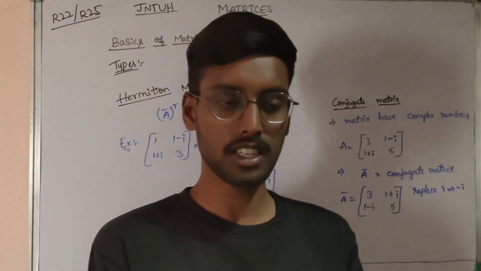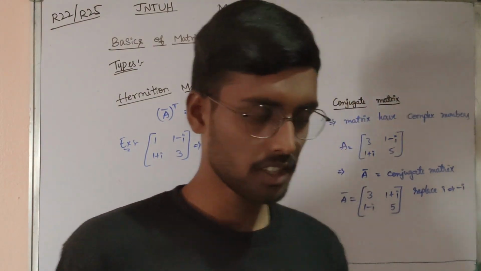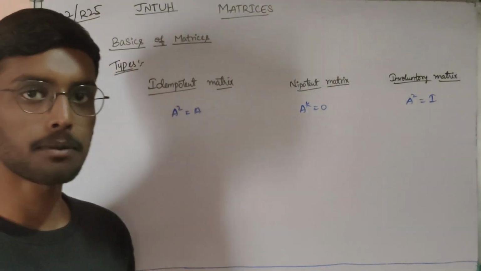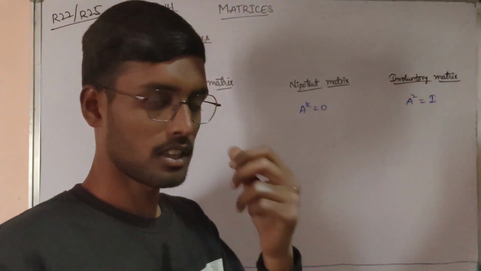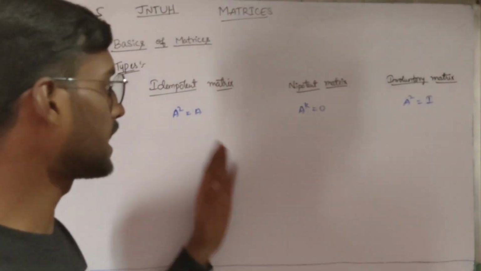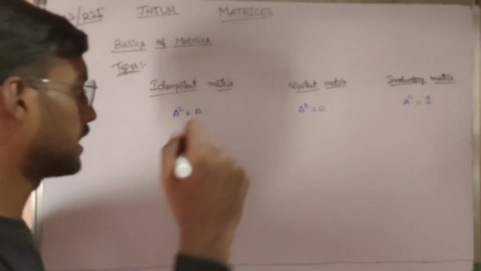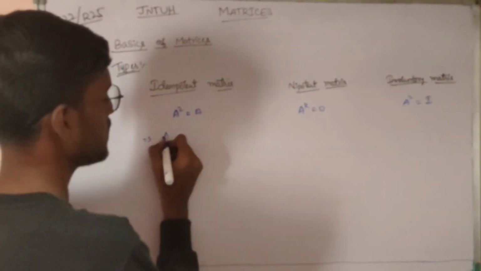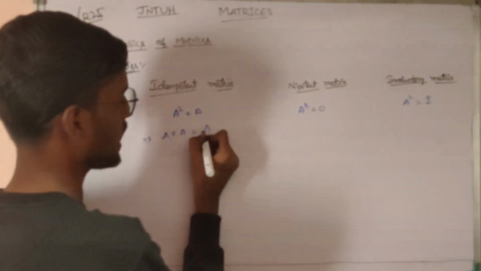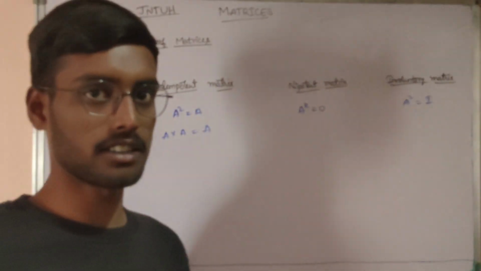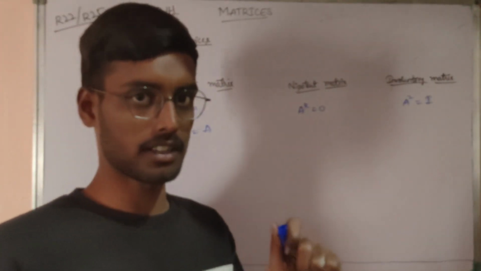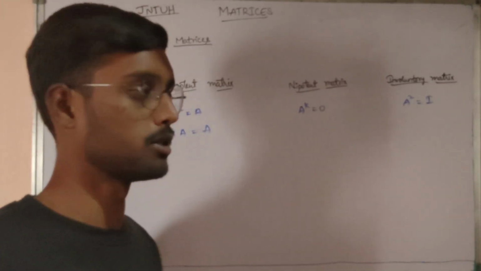This completes our basic types of matrices. Only 3 types are left over. Next, idempotent matrix. Idempotent matrix means A square equals A. A square means multiplication of A. When A is multiplied by itself, we again get A as the resultant matrix. A square equals A is called idempotent.